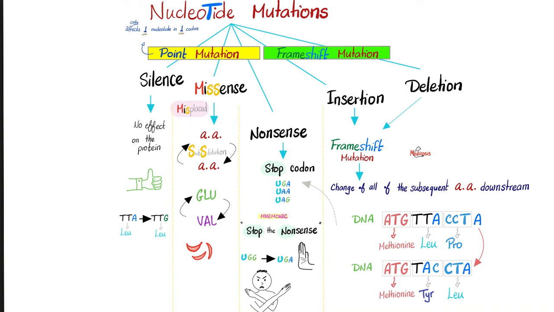I'm gonna borrow the next one. I'm gonna go T. This one got deleted, so TAC. TAC codes for tyrosine. Not only that, the next one is disrupted too. CCT used to be proline, but because of the shift in the frame shift, it's gonna read leucine, and everything down the road can end up causing another amino acid to be here. That's why frame shift mutations are worse than point mutations for the most part.